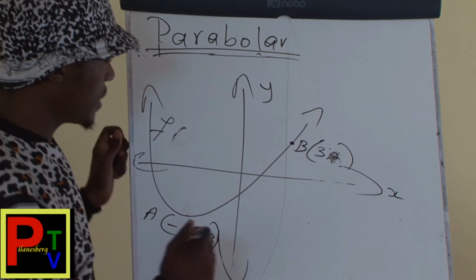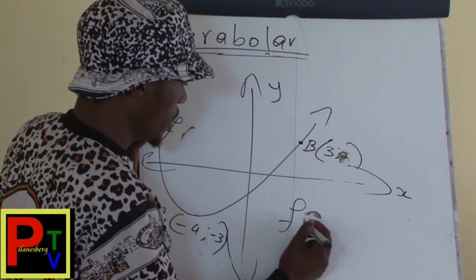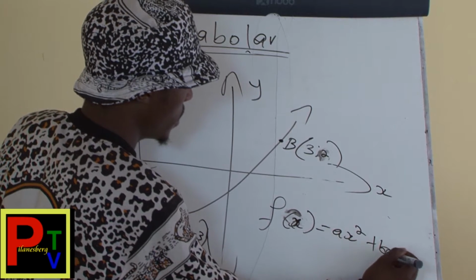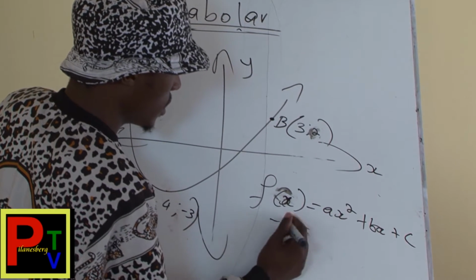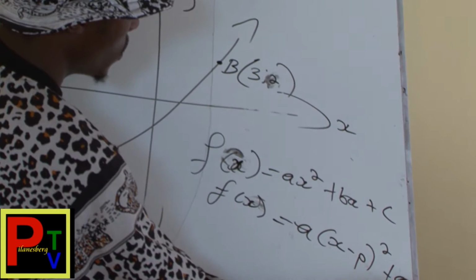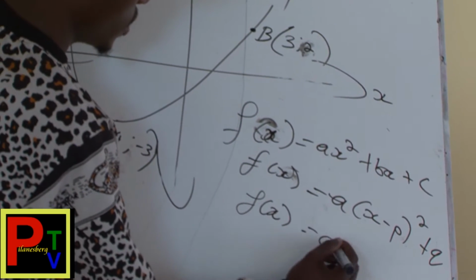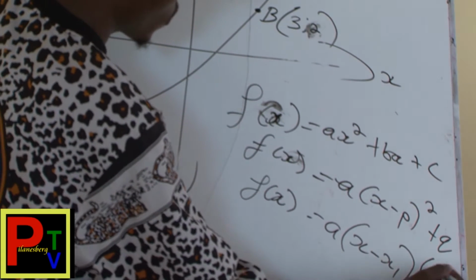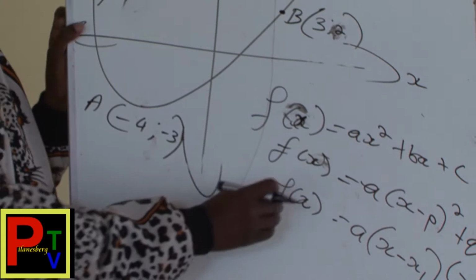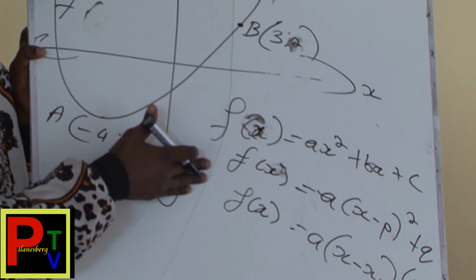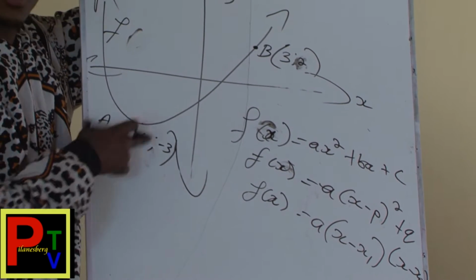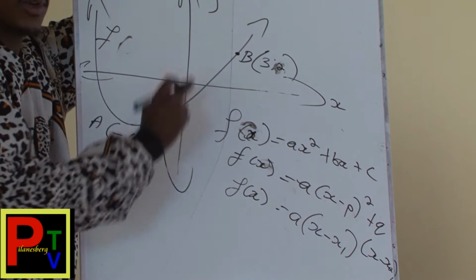We said there are only 3 equations: f of x is equal to ax squared plus bx plus c; f of x is equal to a(x minus p) squared plus q; and f of x is equal to a(x minus x1)(x minus x2). We are having 3 different equations. To choose one, there is only a certain information. Therefore, here we are given the turning point and another point that lies on the parabola.